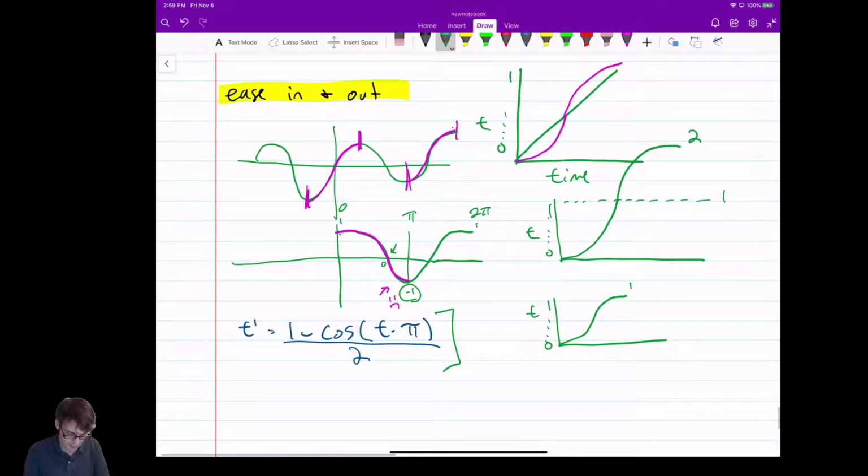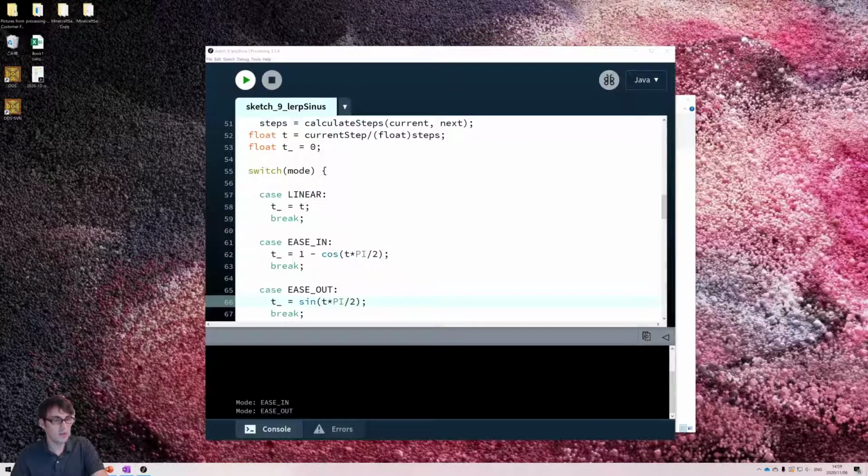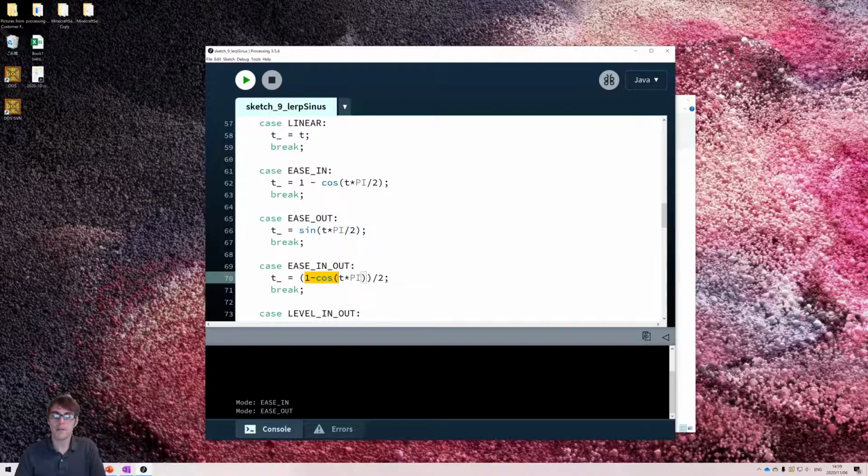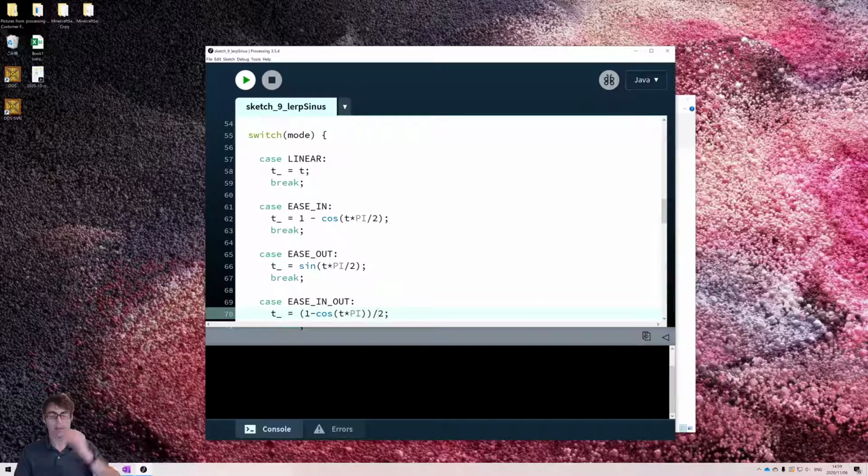So let's go back and let's look at our demo. Okay, so here's our demo. Ease in we did, ease out we did, and ease in out: 1 minus cos t times pi, all divided by 2. Okay, I'm going to run that.